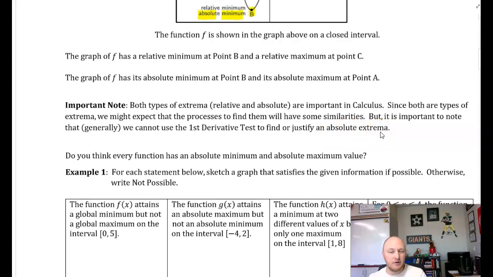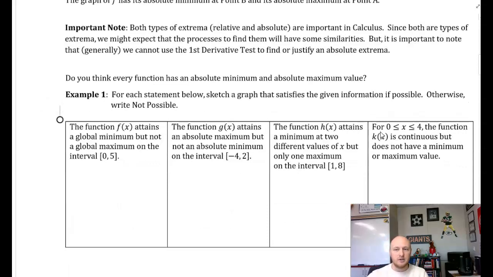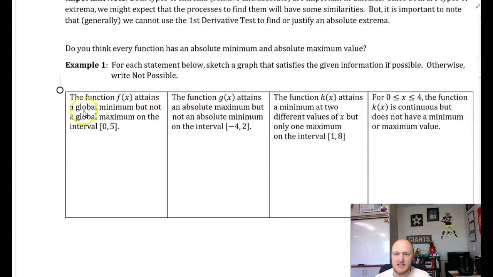Do you think that every function has an absolute minimum or an absolute maximum value? That is a question we're going to answer, talking about the extreme value theorem. So, example number 1. For each statement below, sketch a graph that satisfies the given information if possible. Otherwise, write not possible. Here, the function f of x attains a global minimum, but not a global maximum on the interval 0 to 5.